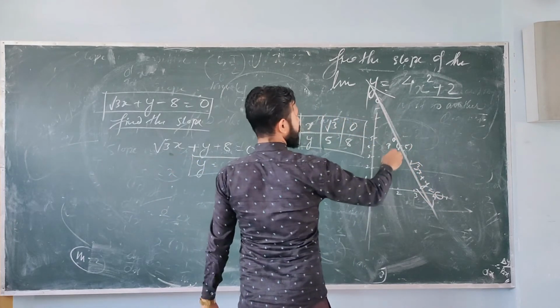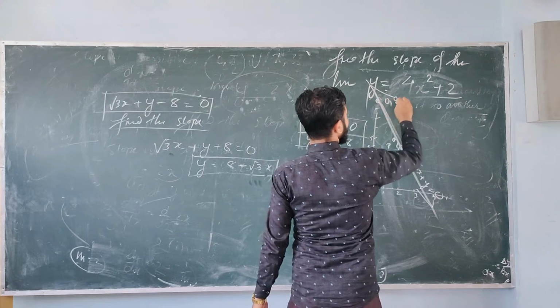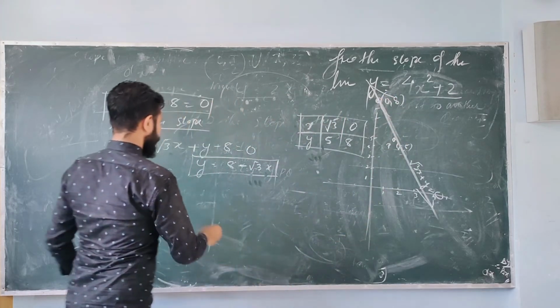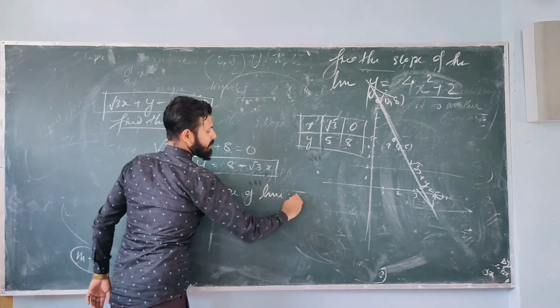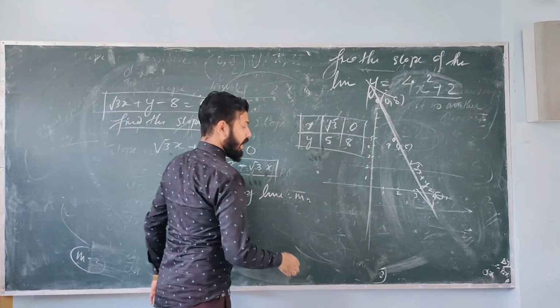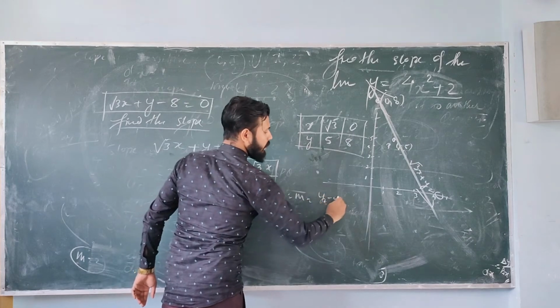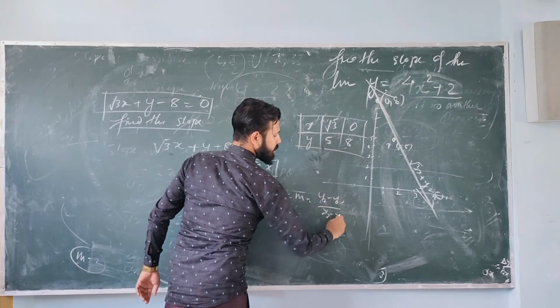Now let us find the slope. What slope of what? Slope of the line. That is m. m equal to what? y2 minus y1 over x2 minus x1.